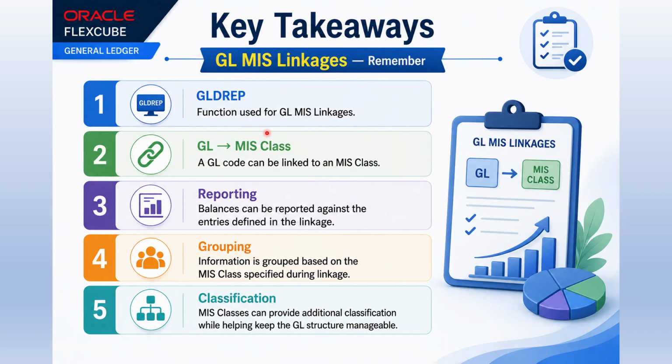Key takeaways. Let's summarize the key points. First, GLDREP is the function used for GL MIS linkages. Second, a GL code can be linked to an MIS class. Third, balances can be reported against the entries defined in the linkage. Fourth, information is grouped based on the MIS class specified during linkage. And finally, MIS classes can provide additional classification while helping keep the GL structure manageable. So the core concept is simple. GL provides the accounting structure, while MIS classification provides additional reporting and grouping dimensions.